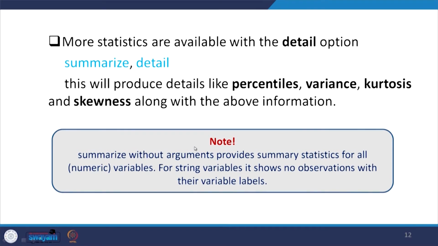So, summarize without arguments, please take a note, I am going to read this carefully. Summarize without arguments provides summary statistics for all numeric variables. For non-numeric variables, zero was the result. For a string variable it shows no observations with their variable labels. So let me proceed further.